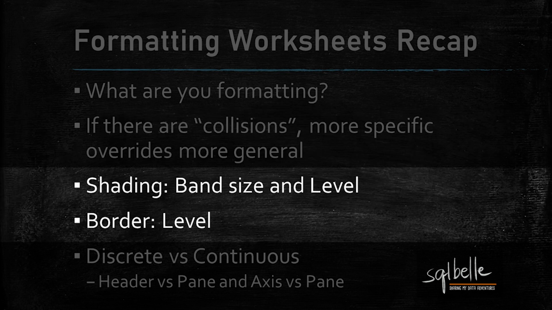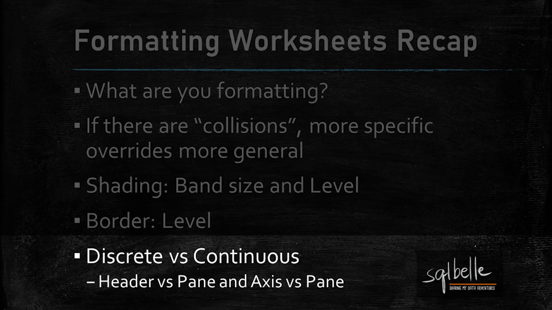In terms of shading, there is a band size and a level. For the border, there is also a level, but one difference between shading and border level is at the border level, you get an extra tick mark. The first tick mark targets the worksheet level. When we are targeting specific fields to format, it matters whether you have a discrete or continuous field. When you format a discrete field, it's going to give you two tabs. You have header and pane. If you are formatting a continuous field, it's going to give you an axis and a pane tab.